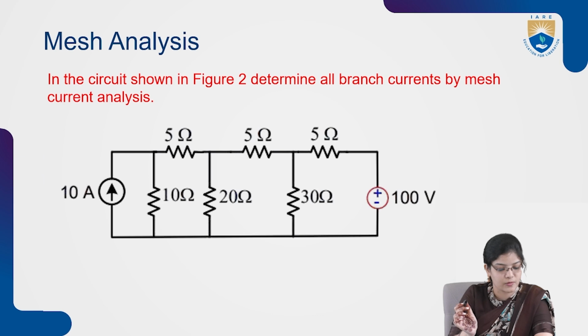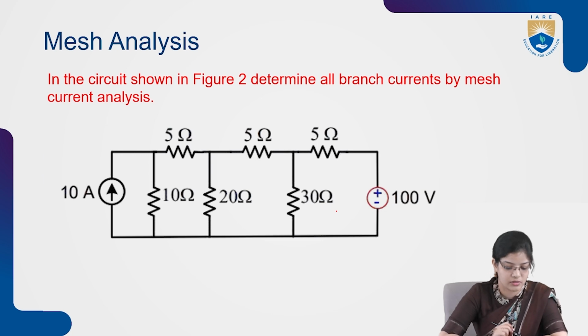So moving to the next problem. In the circuit shown in figure 2, determine all the branch currents by mesh current analysis. So here we can see mesh 1, 2, 3. So first we have to look at the circuit.